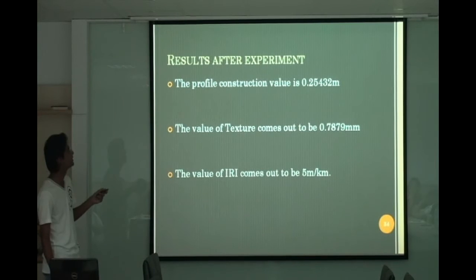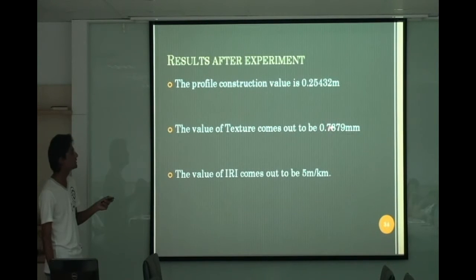So these are the results. The profile construction value is 0.25432. The value of texture comes out to be 0.7879 millimeter, and the value of IRI comes out to be approximately 5 millimeter per kilometer.